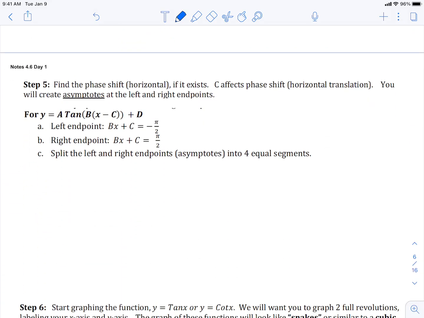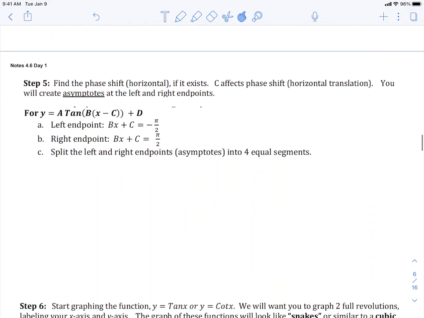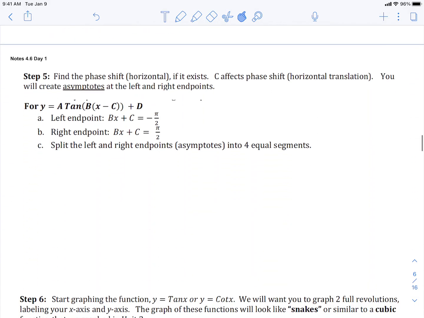Then we look for phase shift. The phase shift is working with this x over 2. Now there isn't a plus or minus c. So we do not have a phase shift, but we have some left and right endpoints that we want to find. So to find the left endpoint, we're going to set that 1/2 x equal to negative pi over 2, and then solve it for x.